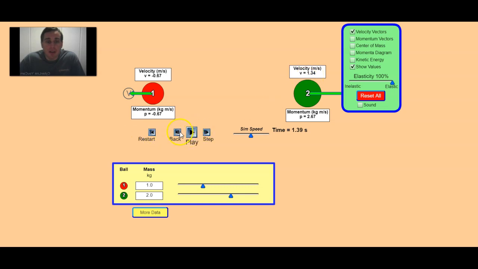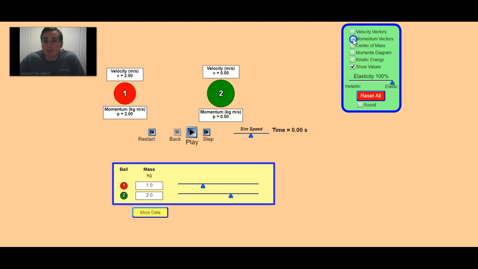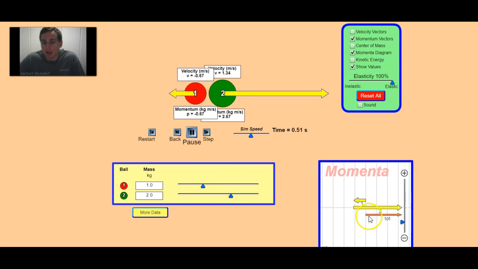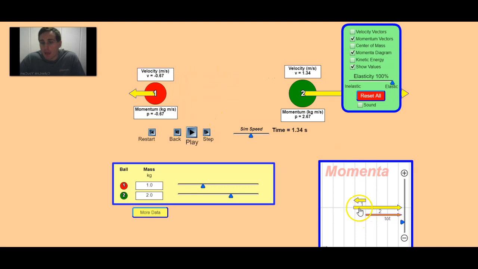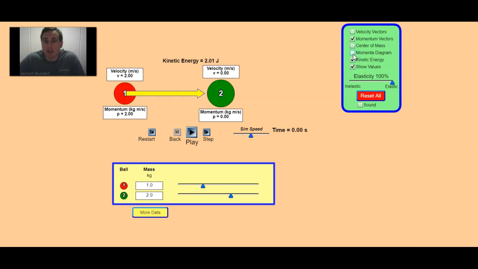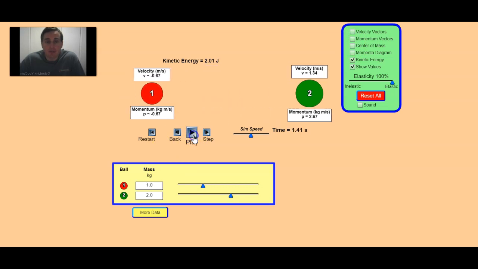Let's see if we can also verify this using momentum. Okay, so let's put the momentum diagram here. Ball 1, the red one, starts with 2 kilogram meters per second. Ball 2 starts with 0 kilogram meters per second momentum. So ball 1 has the total initial momentum. Let's play. And notice afterwards, ball 2 has quite a bit of momentum because it's a larger mass. Ball 1 has negative momentum, but the same total momentum is still preserved. Okay? And even if we look at the kinetic energy and not the momentum, we should see that the kinetic energy is indeed conserved. There's no change.